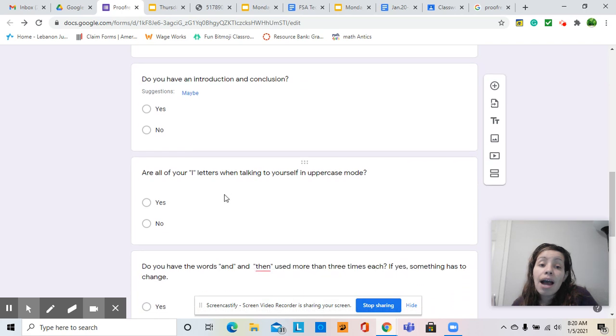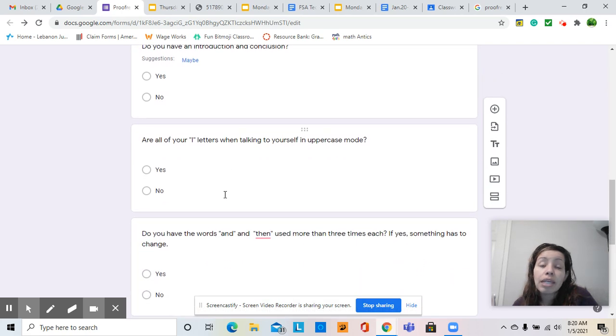Are all your letter I's when talking about yourself in uppercase mode? This is the most common mistake I've seen so far. So you need to make sure that all the I's are in uppercase. If they're not, and I automatically find just one, that's a 3. Your grade went down. So you need to make sure that you don't have any of them, okay?